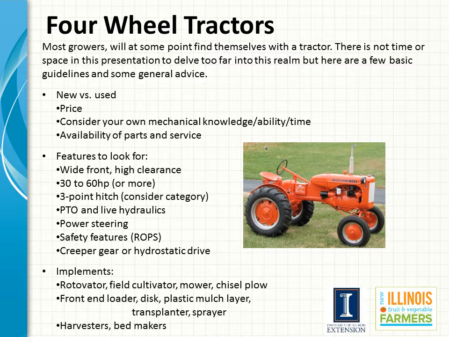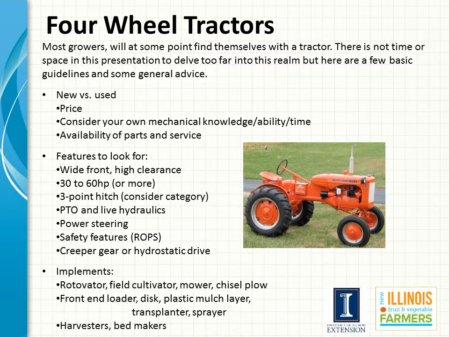Some features to look for in a tractor are wide front and high clearance for specialty crops, 30 to 60 horsepower or more as a minimum for power, a 3-point hitch, considering the category 1 or 2 for different size implements, as well as quick hitch adapters, PTO and live hydraulics for different types of implements, power steering, safety features, a creeper gear or hydrostatic drive for pulling a transplanter unit slow enough to get the plants in the ground.